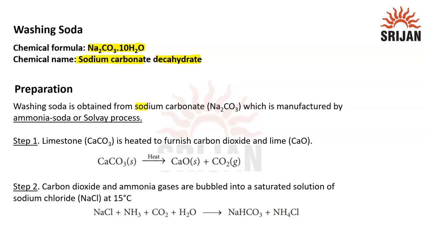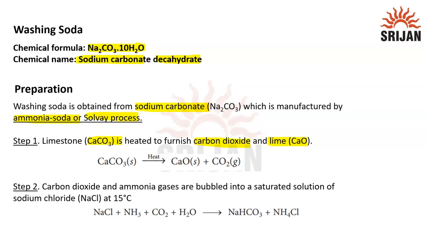It is obtained from sodium carbonate. Basically, it is obtained from the ammonia soda or Solvay process. The process by which sodium carbonate is produced is called the Solvay process. Step one: limestone, which is calcium carbonate, is heated to get carbon dioxide and lime, which is CaO. So this is the reaction for this.